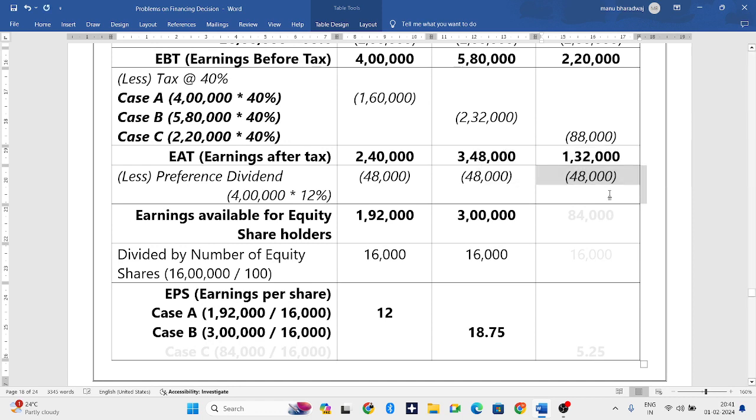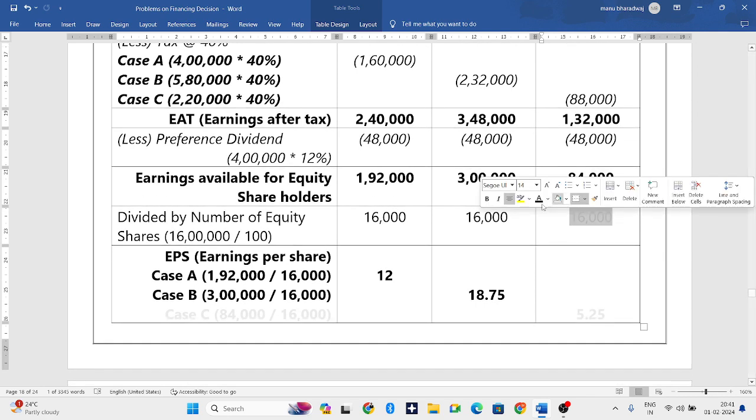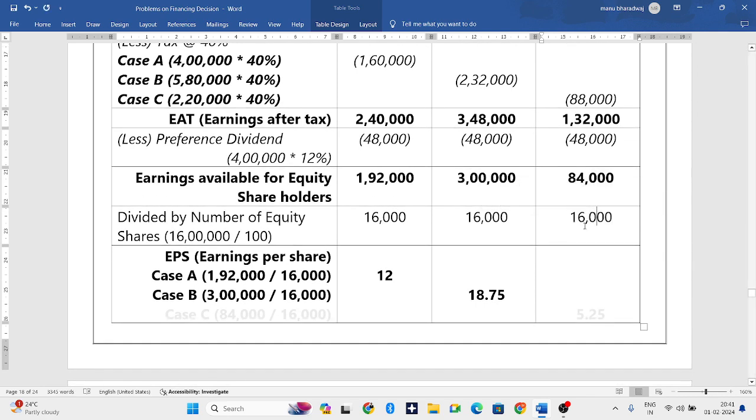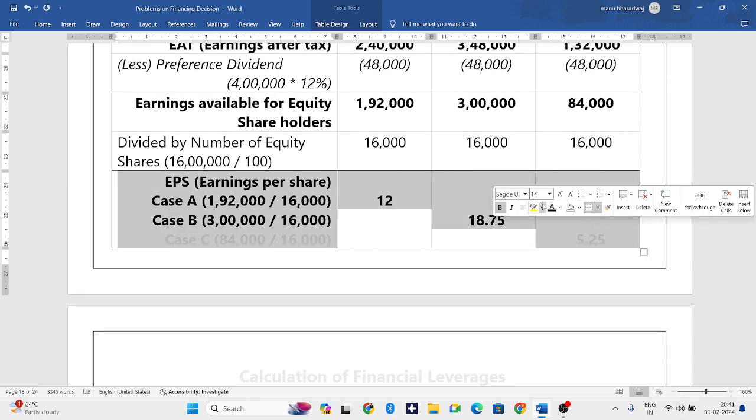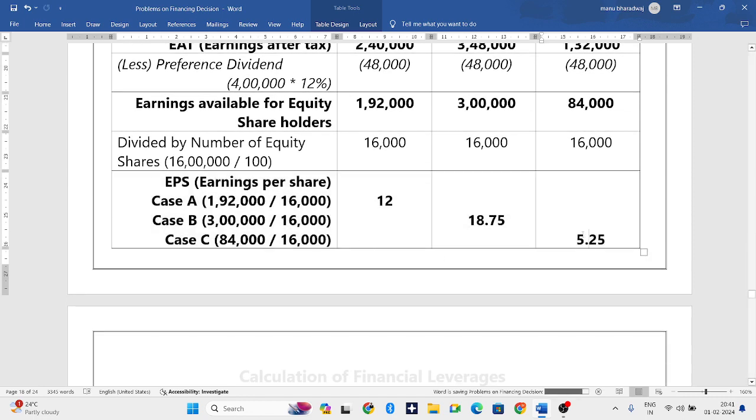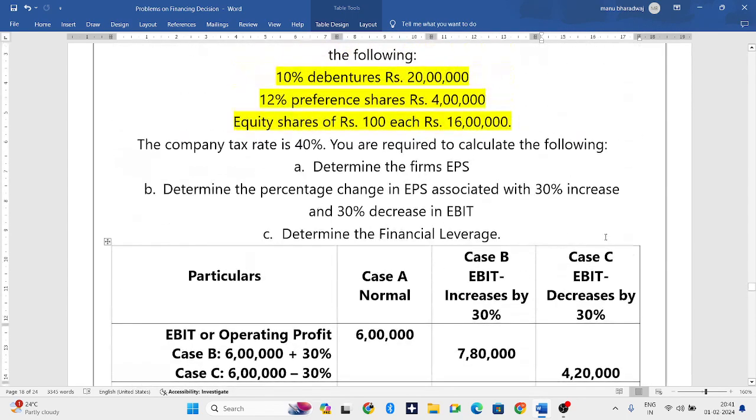From that you have to subtract the preference dividend, it is 48,000. The remaining balance will be 84,000, and it is the earnings available for equity shareholders. So divide by the number of shares. In total we have 16,000 shares. When you divide 84,000 by 16,000, you will get EPS, that is 5.25.